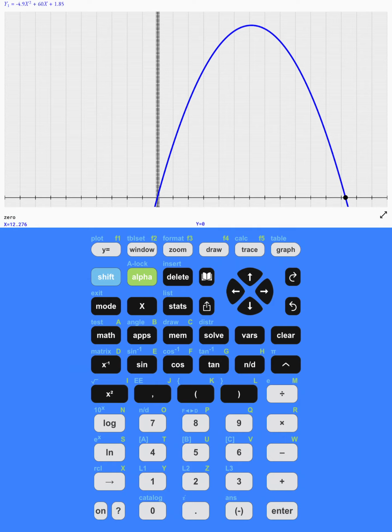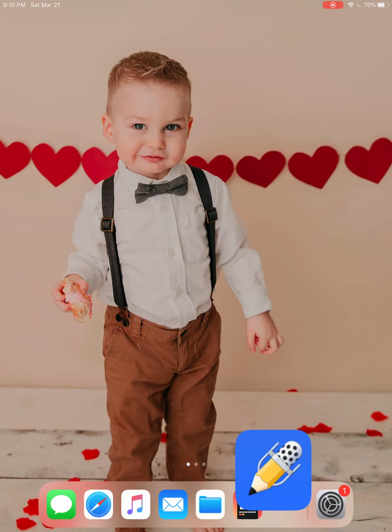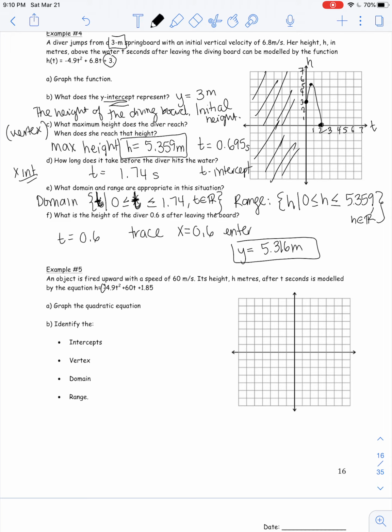So I know the graph is going to touch at 12.276. So let's write that down. 12.276. The y-intercept, I don't have to actually find it because I know that in standard form, this is my y-intercept. So we might as well use that. So the y-intercept, whenever they're asking for intercepts, they want the x and the y-intercept. So we have to write 1.85 as well.